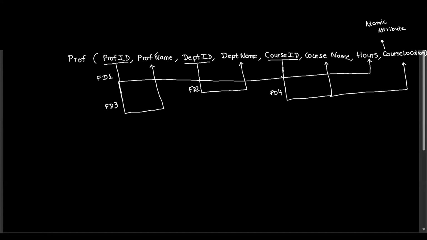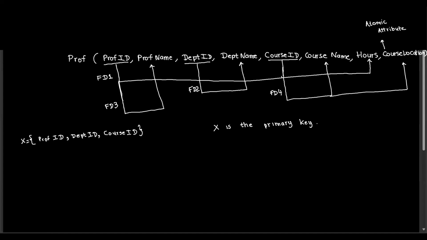prof name is partially dependent on the primary key. Why? We know the primary key is given as prof ID, comma, dept ID, comma, course ID. Let's say this is a set of attributes X. Here X is the primary key. That's what they are saying. But we know this is not in 2NF.